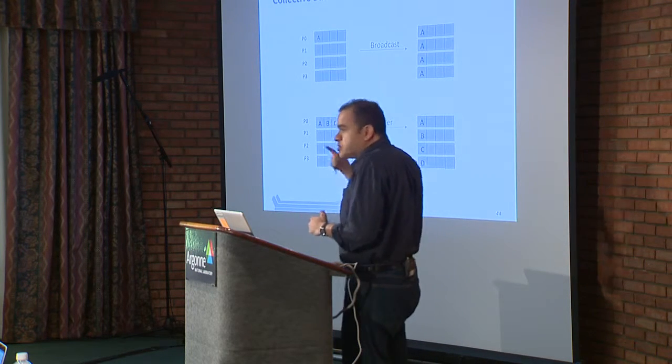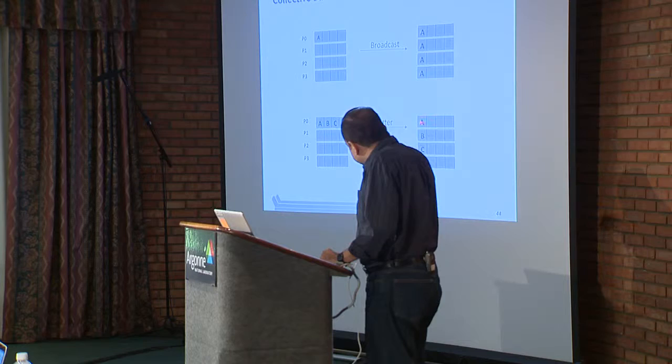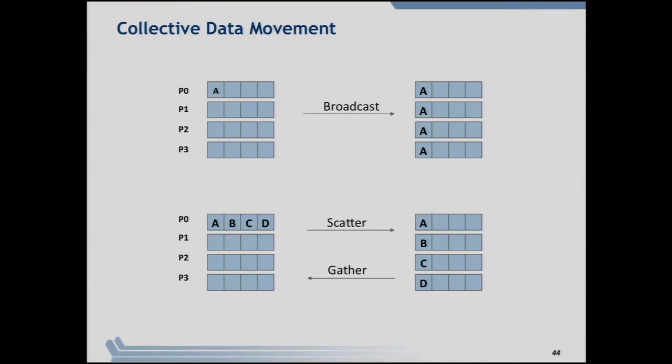sending it. There is the reverse operation, which is the gather, which collects data from different processes and creates a concatenated list on the root. Again, the root doesn't have to be rank 0.